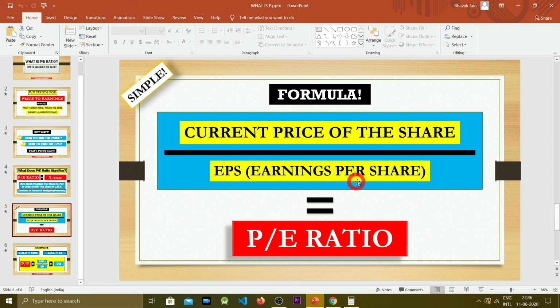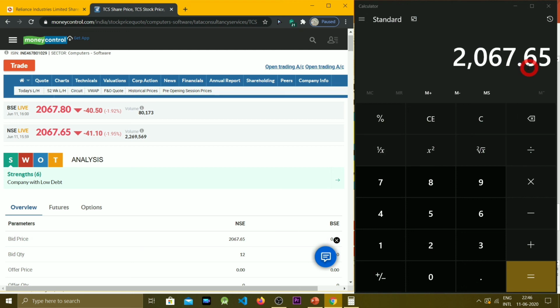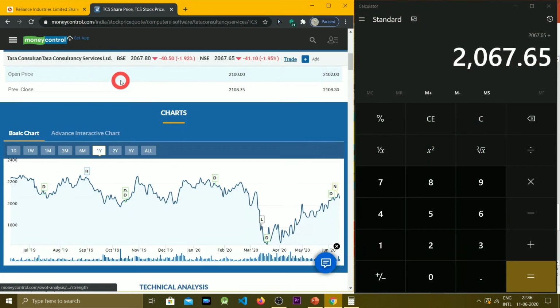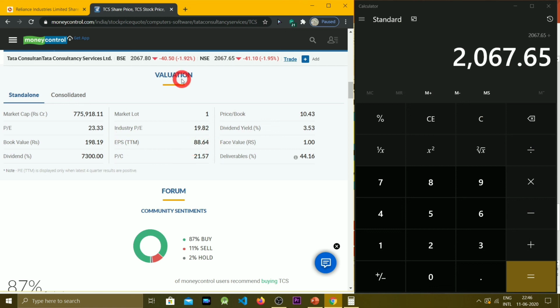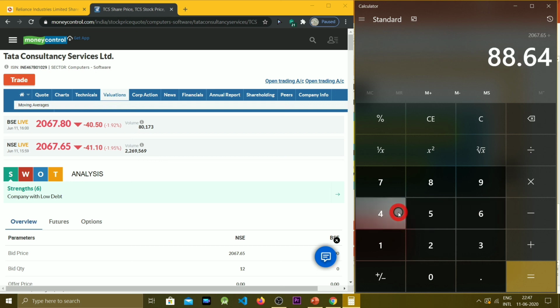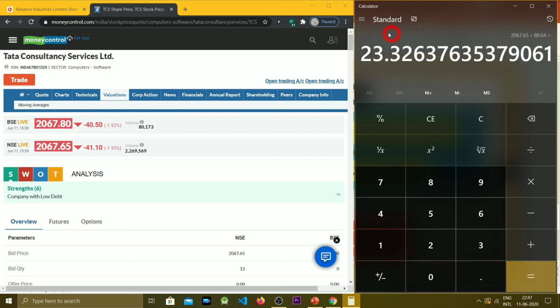As you know how to get the EPS, simply click on the valuation section on the website of Money Control and you would get to know the EPS. So here in this case, the earnings per share is 88.64. Now I will divide this CMP by 88.64 and we will get 23.33 as the PE ratio.